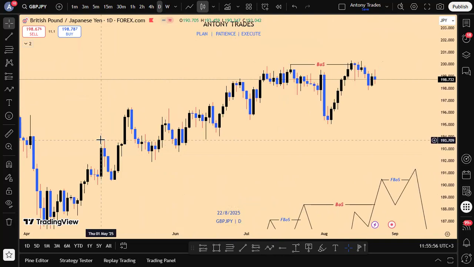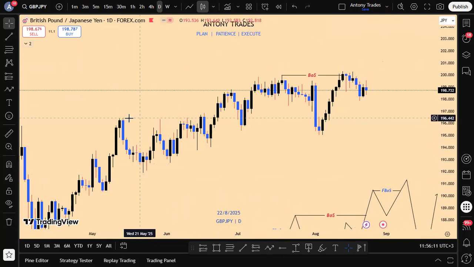Now you can see here we had a break of structure. At this point, you see there is a break of structure. But within this leg, can you see any liquidity? No, there was no liquidity in this leg. So for me, this is not a valid break of structure.